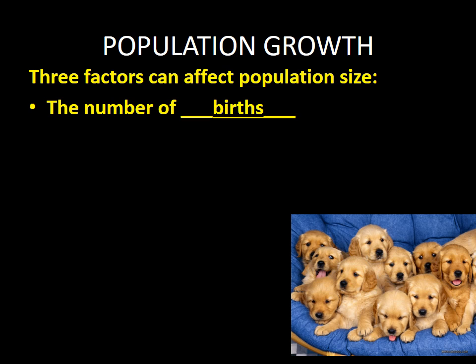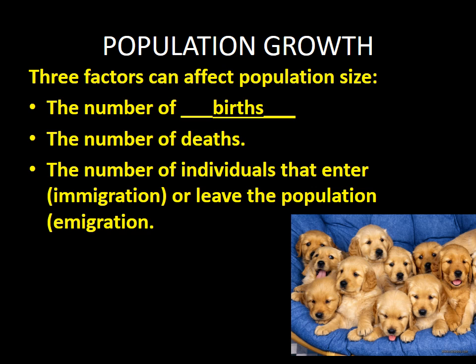Let's now discuss population growth. There are three main factors that affect the size of a population, and they're very common sense. The first one is the number of births in your population. Then you have the number of deaths. And finally, you have the number of individuals that enter, or immigrate, into your population, and the number of individuals that leave, or emigrate, out of your population.